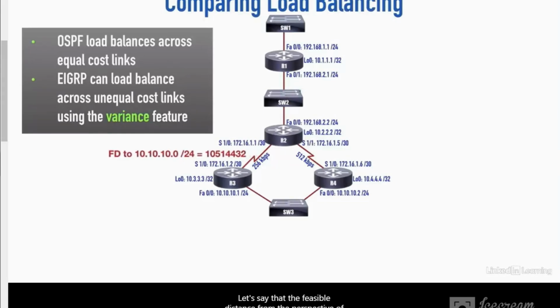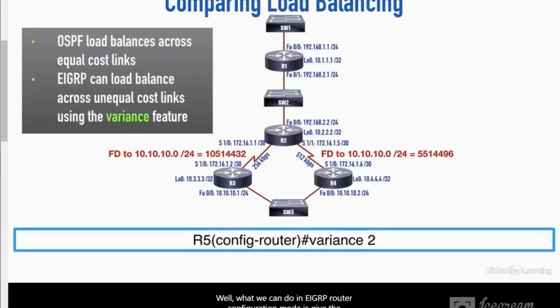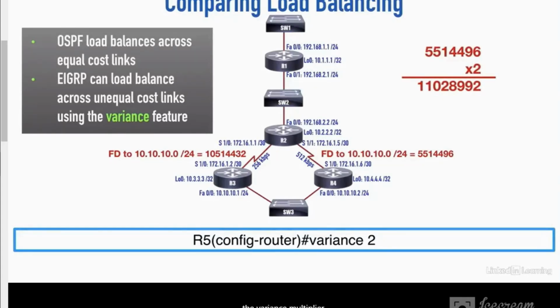Let's say that the feasible distance from the perspective of R2 to get to this network off of SW3 is about 10.5 million. And if we go via R4, the cost is about 5.5 million. Well, what we can do in EIGRP router configuration mode is give the command variance followed by this multiplier. And let's say it's variance 2. If we multiply our best feasible distance, which is just over 5.5 million, if we multiply that by 2, the variance multiplier, we get about 11 million.